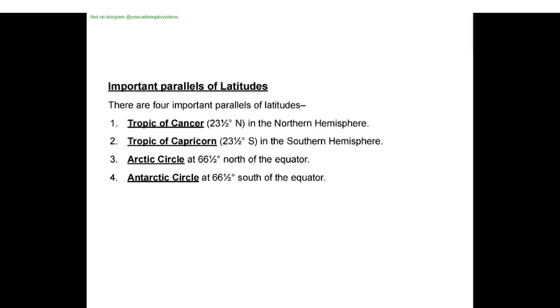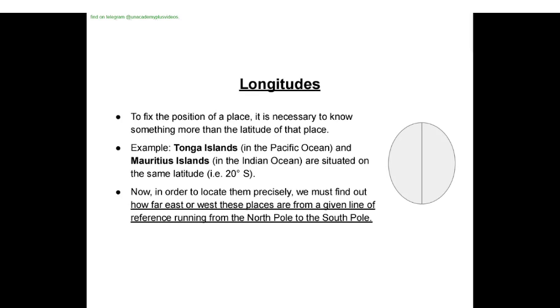Tropic of Cancer at 23 and a half north in the northern hemisphere, Tropic of Capricorn at 23 and a half south in the southern hemisphere, Arctic Circle at 66 and a half north of the equator, Antarctic Circle at 66 and a half south of the equator.